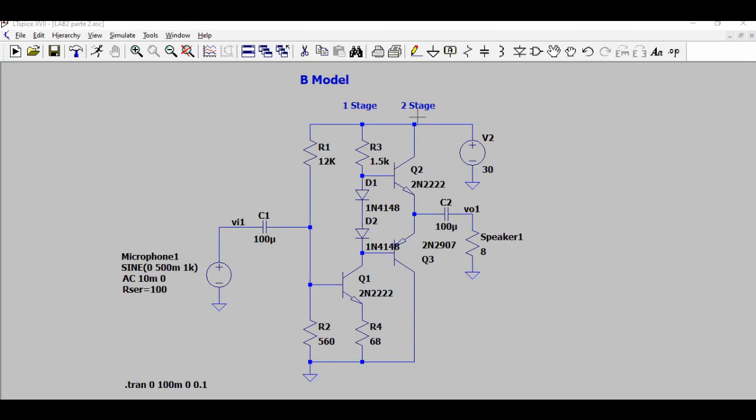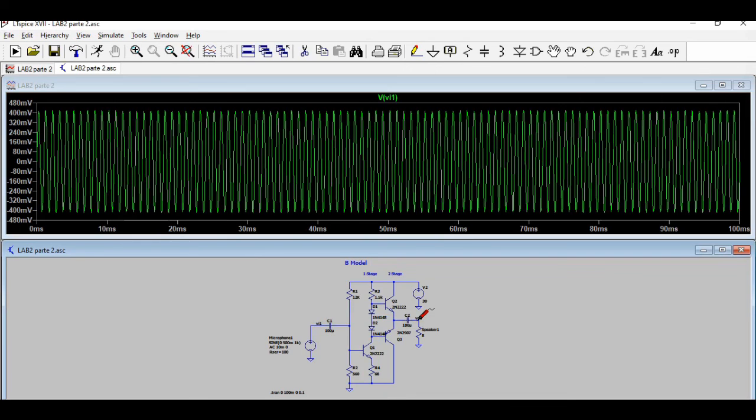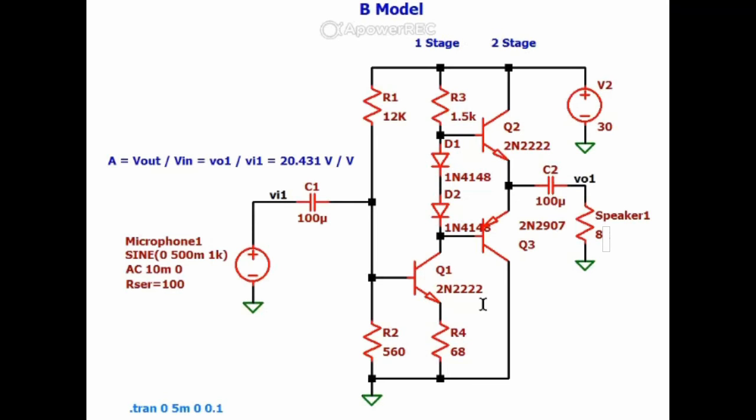In the second stage, we can see that we have two types of transistor. One NPN working with a positive cycle, and the other PNP working with a negative cycle. They both need their collector current to be greater than 0.6 to amplify. Now in the simulation we can see the input signal and the output signal and how the signal is amplified. The circuit is strictly based on the B model.